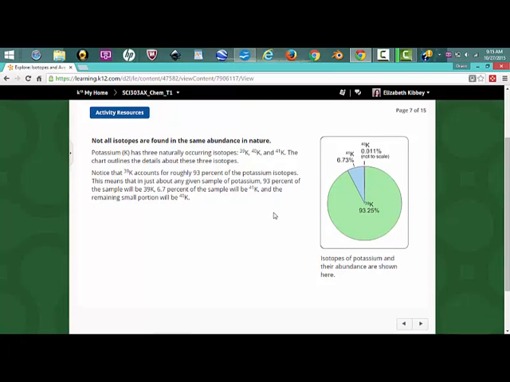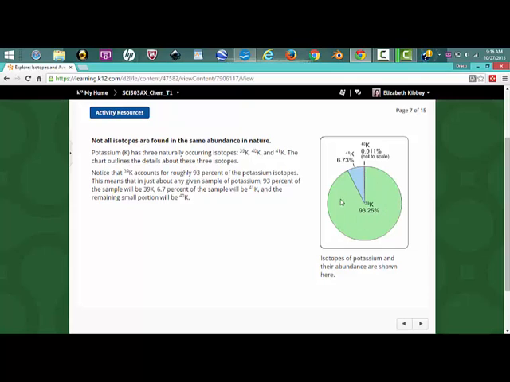Not all isotopes are found in the same abundance in nature. Looking at this pie chart, we can see that potassium-40 has an abundance of 0.011%. That is that little red sliver on the pie chart. Looking at potassium-41, we see that the abundance is 6.73%, represented by the blue slice. That is its abundance in nature, so it is fairly popular, but that is kind of rare. That is kind of uncommon.